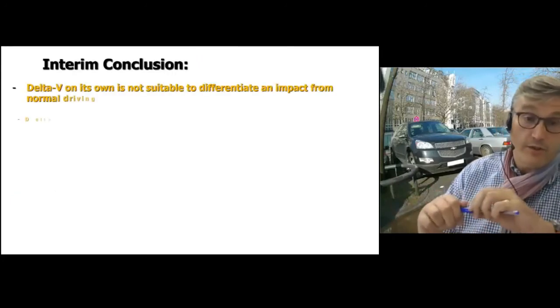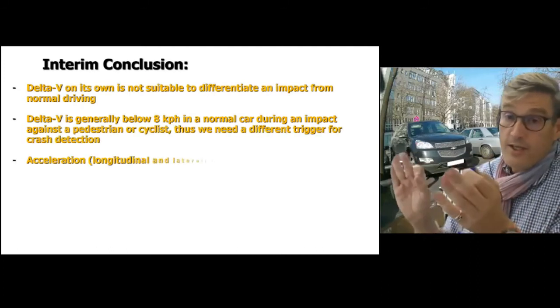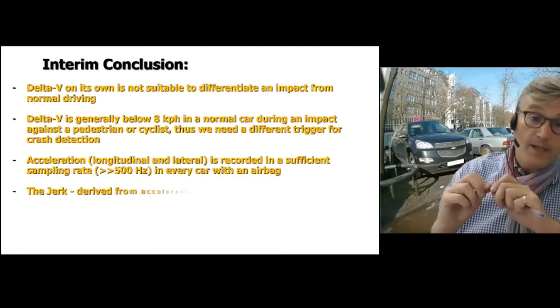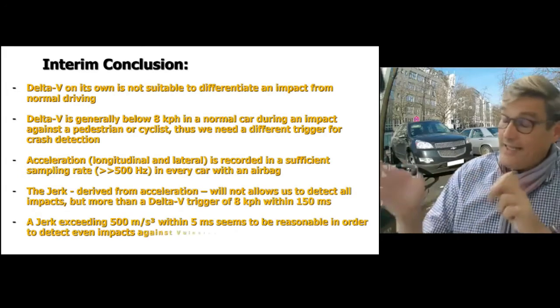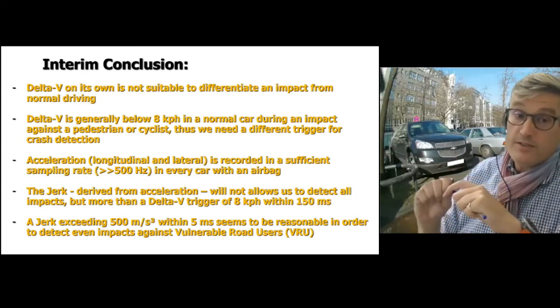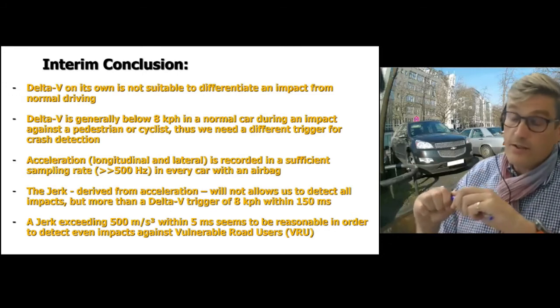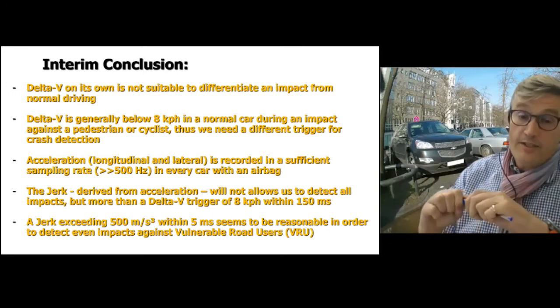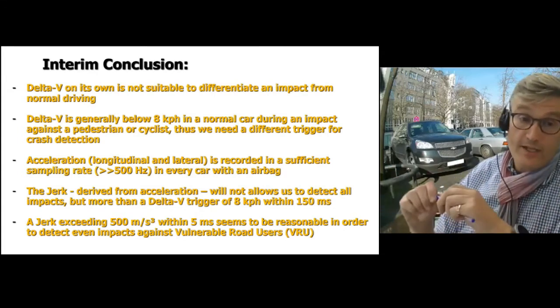So, interim conclusion: delta V on its own is not suitable for differentiating an impact from normal driving, but we need it in order to know that an accident happened, especially an accident with vulnerable road users. Delta V is generally below 8 kph in a normal car after an impact against a cyclist or a pedestrian. So we need a different trigger for crash detection.